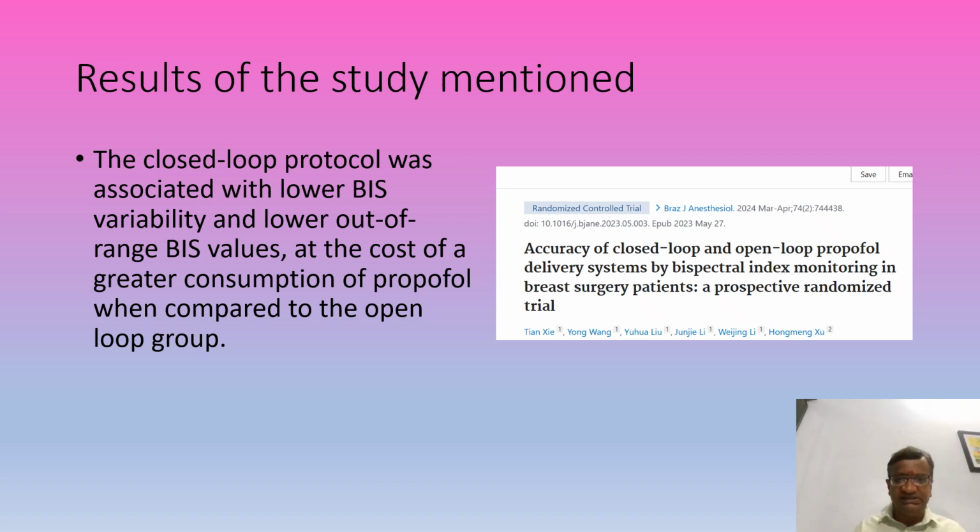It shows the BP is 80/60 and pulse rate is 75. Now, we go and decrease. That is open loop. So, lower out of that, at the cost of greater consumption of propofol. Yes, lower BIS variability, out of range values are not there. It stays between 40 to 50 only, but sometimes the consumption may be a little higher.